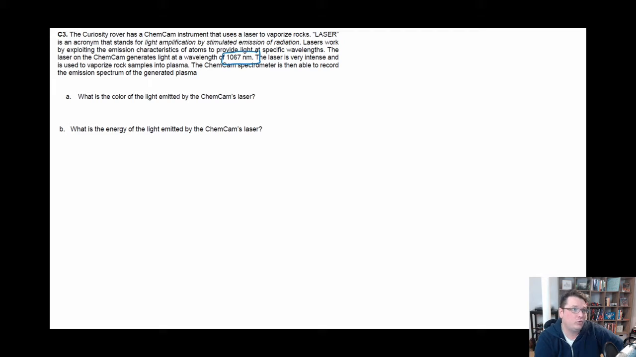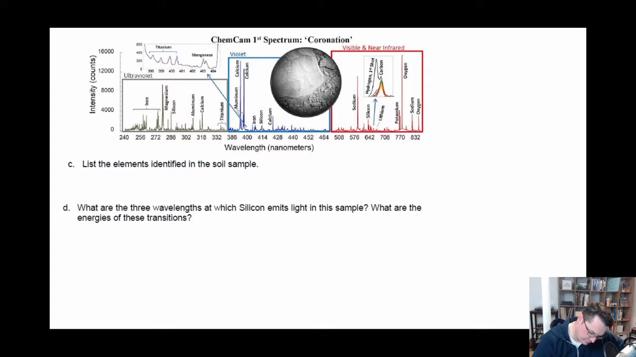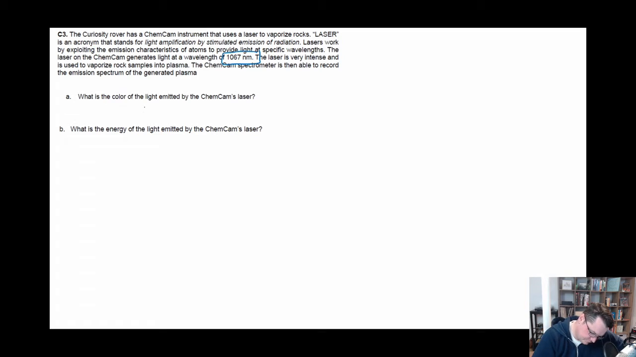Anything below 400 nanometers is going to be referred to as the ultraviolet region, and you can't see those. So in this case, the light that's emitted is in the infrared region. Right? And so then what's the energy of the light emitted?